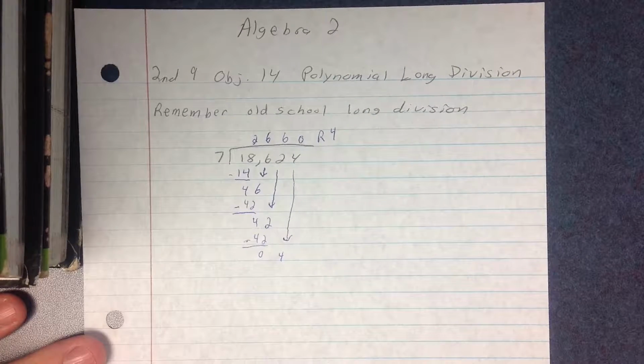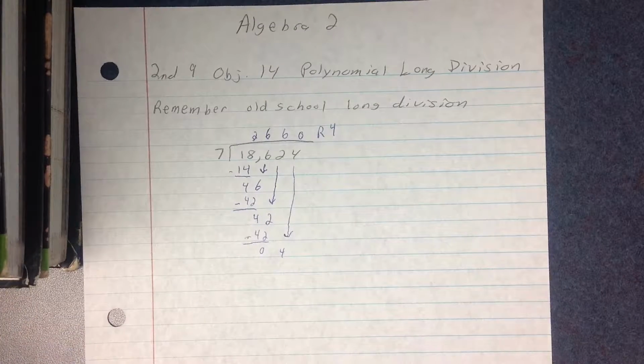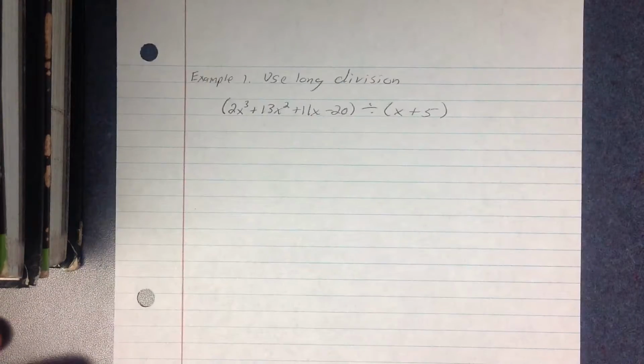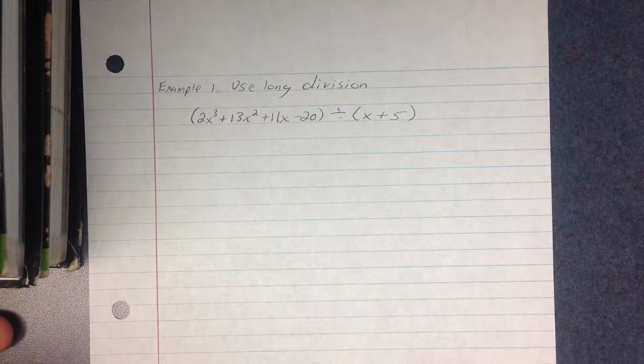So again, that's just a quick review on long division using numbers. So now let's look at it in polynomials. If I want to divide 2x to the third plus 13x squared plus 11x minus 20 divided by x plus 5.